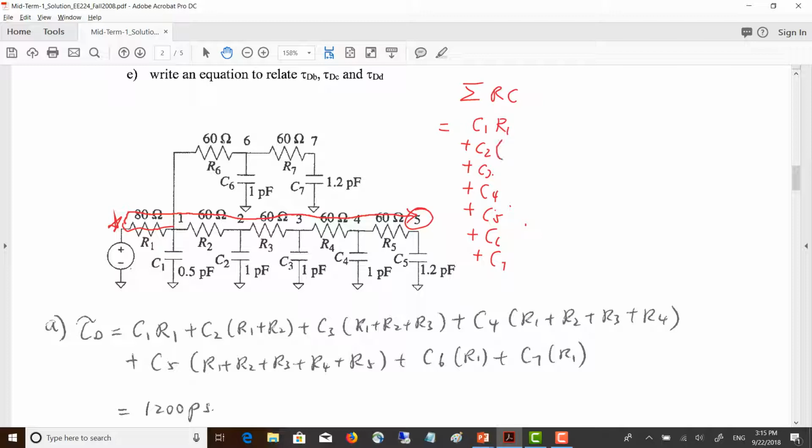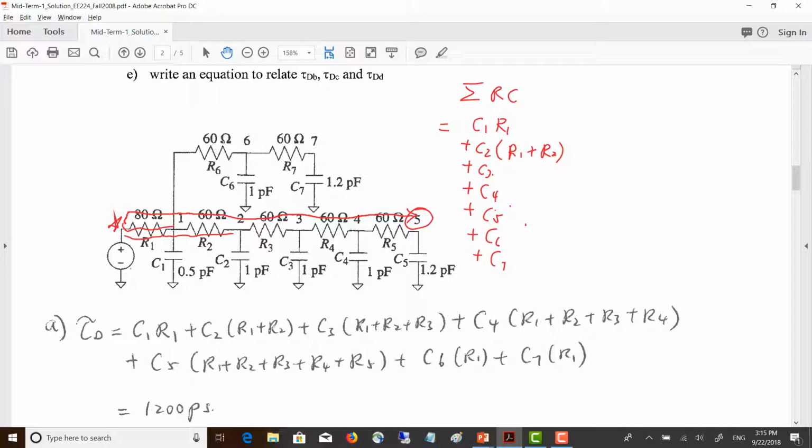Similarly, what is that for C2? For C2 it is from here to here, right? So again, similarly, they share R1 plus R2. Okay? So we do the same thing for every one of them, and eventually you come up with this equation.